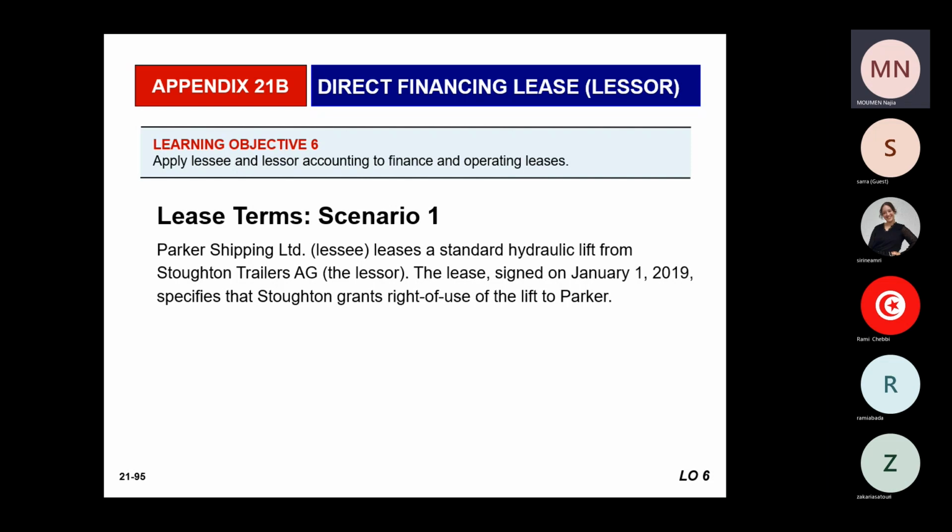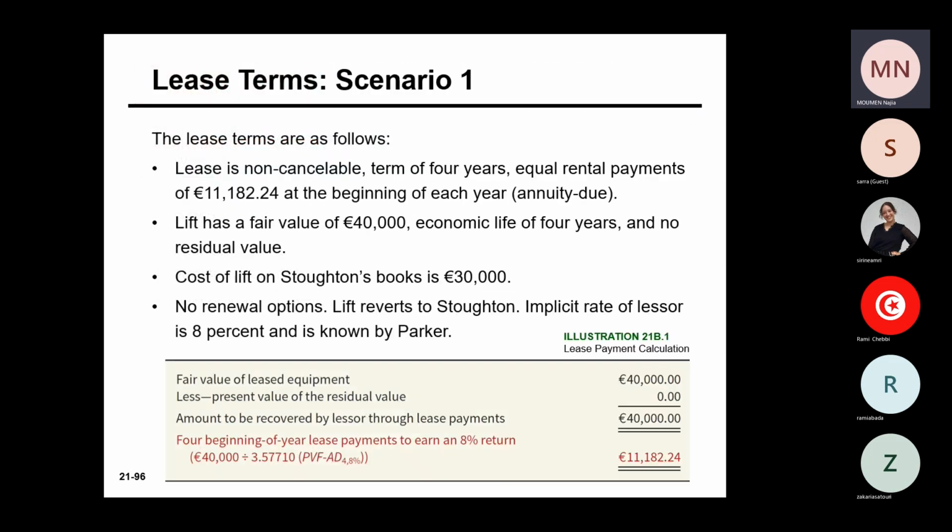So we just need to go in depth on this accounting for leases from the lessor perspective. Here we have the scenario of Parker Shipping, the lessee, that is leasing a standard hydraulic lift from Stoughton Trailer, the lessor. The lease is signed on January 1st and specifies that Stoughton grants the right of use of the lift to Parker. So the lessor is giving the right of use of that asset to the lessee.